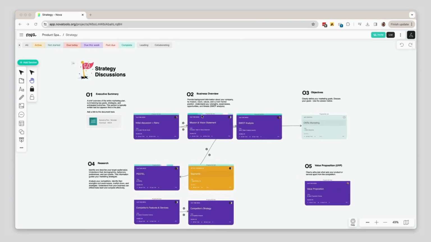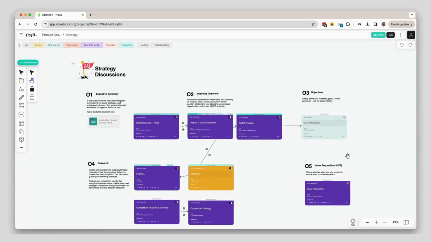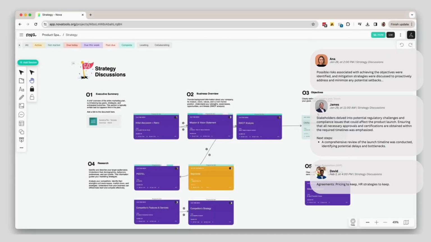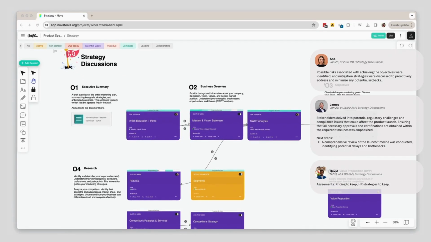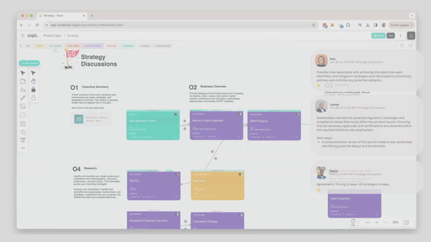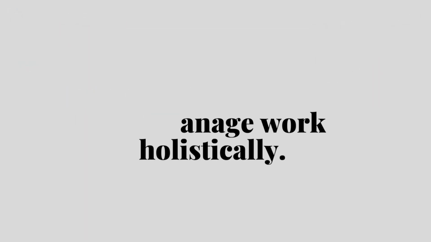Discover the most powerful collaboration and stakeholder management platform where collaboration is not dependent on tasks and meetings, but centered around people, their collective knowledge, and the decisions and actions to propel them towards the next milestone. Designed in a visual space to help teams visualize success and manage work holistically.